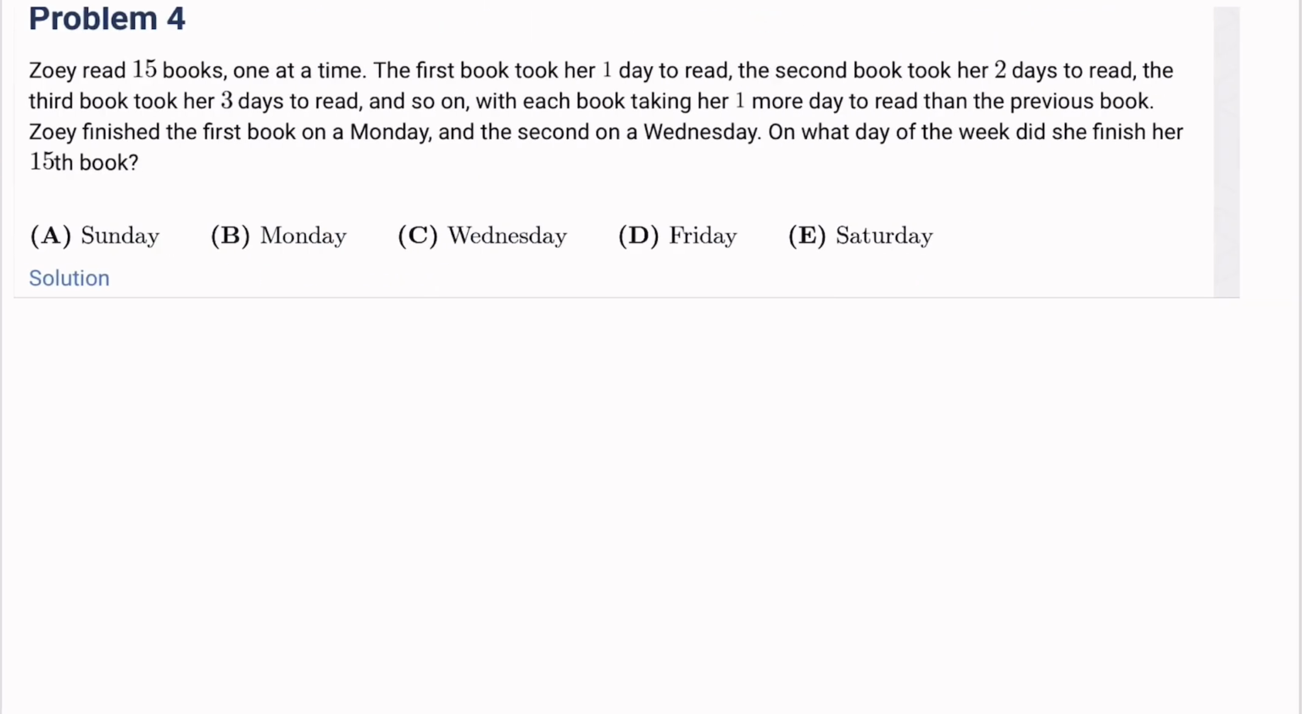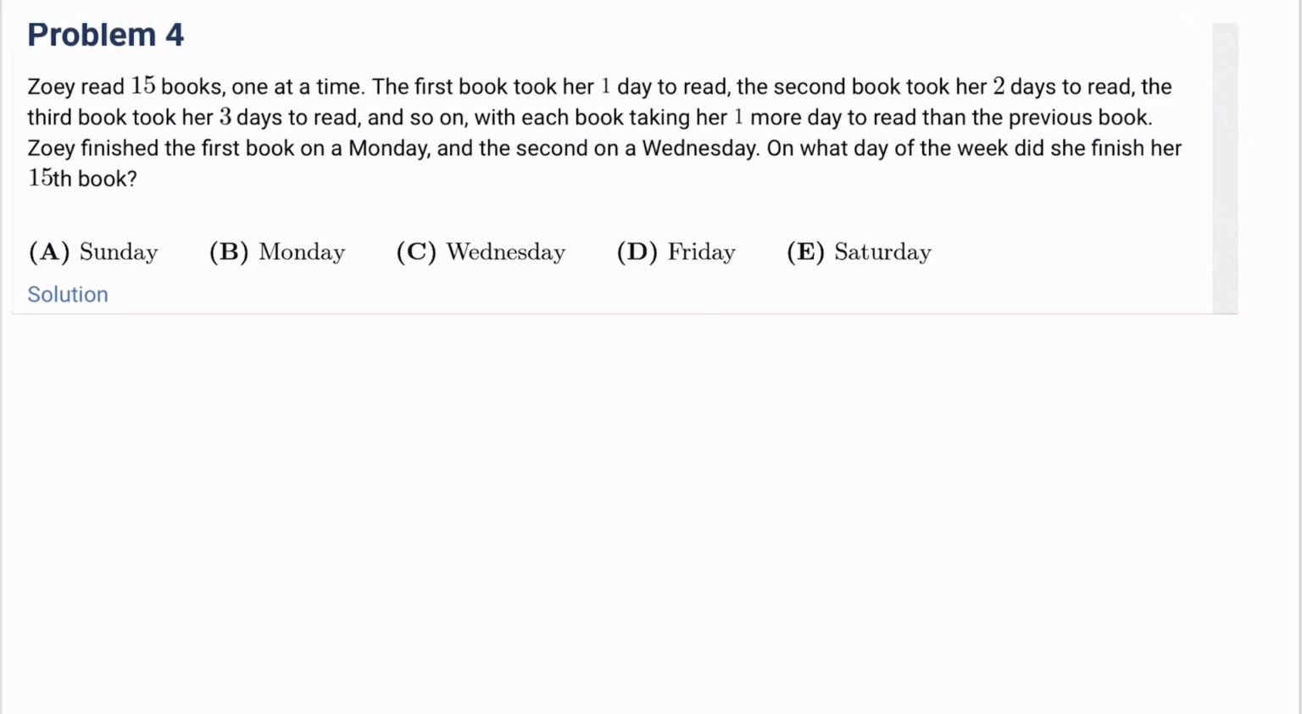Number 4, Zoe read 15 books one at a time. The first book took her 1 day to read, the second book took her 2 days to read, the third book took her 3 days to read, and so on, with each book taking her 1 more day to read than the previous book. Zoe finished the first book on Monday and the second on a Wednesday. On what day of the week did she finish her 15th book? Okay, so since Zoe finished the first book on Monday, that means Zoe started on Sunday, right?